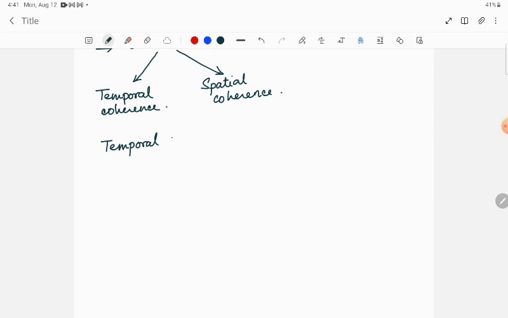So temporal coherence. To come to this whole part, let's just look into the interference. Because as we said, how do we define coherence? Now, if a beam is coherent, it gives rise to an interference pattern.